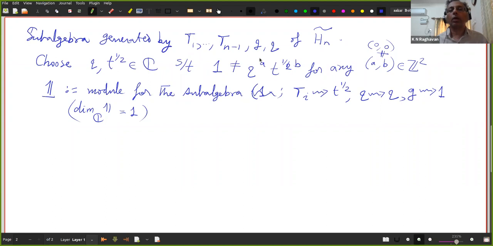Okay, so it's an easy check to see that this actually defines a module for this subalgebra. You can, for example, check the braid relations: T1 T2 T1 is equal to T2 T1 T2. That's obviously satisfied because all of these go to T1.